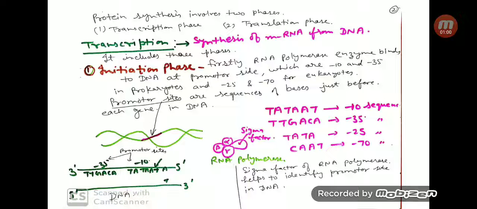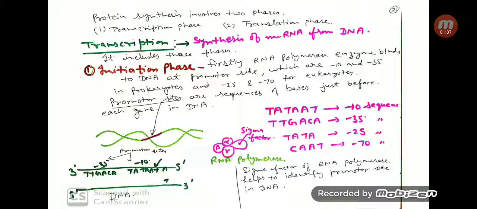In the first phase, that is the initiation phase, there is attachment of RNA polymerase enzyme to the DNA at its promoter site. And for this, the sigma factor of the RNA polymerase helps in attachment of RNA polymerase to the promoter sites. There are various promoter sites in prokaryotes and eukaryotes. In prokaryotes, these are at -10 and -35, whereas in eukaryotes, these are at -25 and -70.